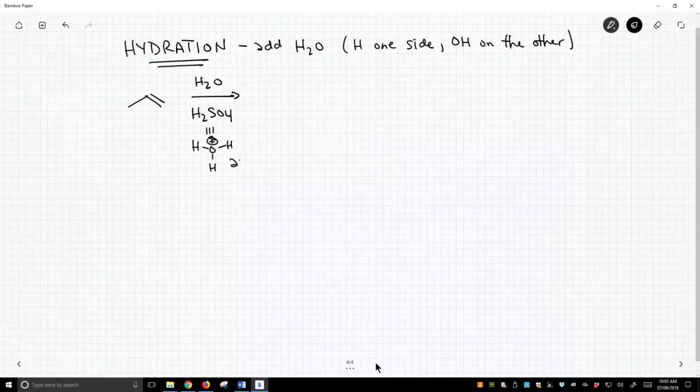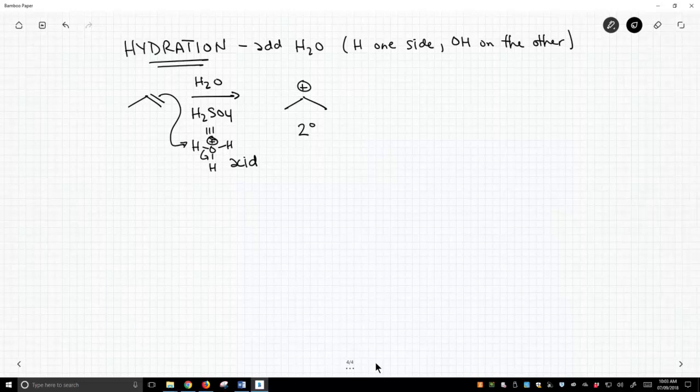So here we are treating our alkene with the strong acid. With HCl, we protonated the double bond. With H3O plus, we will protonate the double bond. Now this is going to form a carbocation. I'm going to go straight to the more stable carbocation, the secondary carbocation.